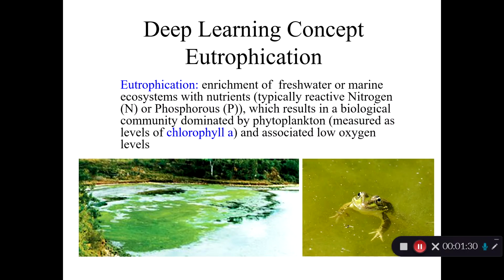And when you have eutrophication occur, what happens is you get an aquatic community that becomes dominated by phytoplankton. We measure that by looking at a little bit of water and seeing how much chlorophyll A is in it, so that's a pretty easy thing to do with absorption. And the other thing that happens when we get these high phytoplankton communities is our oxygen levels plummet, and we'll look at why that happens.